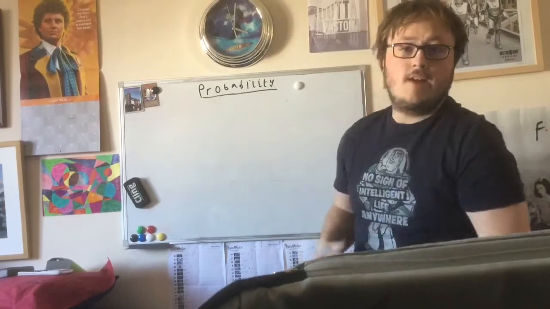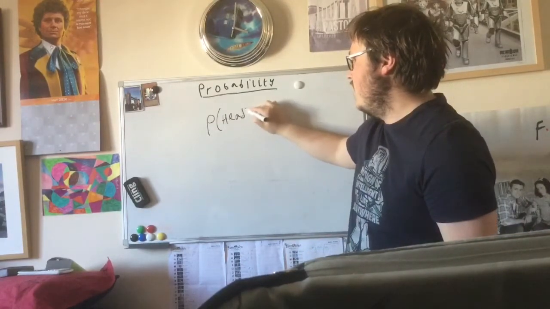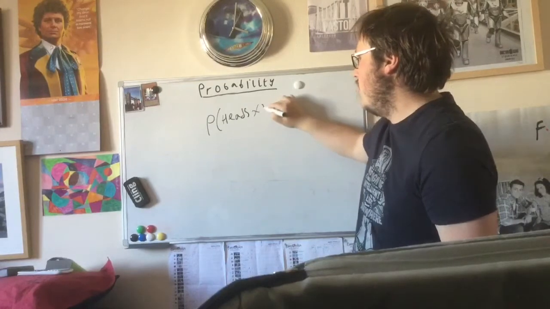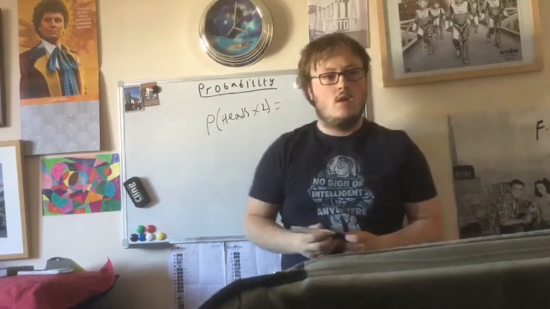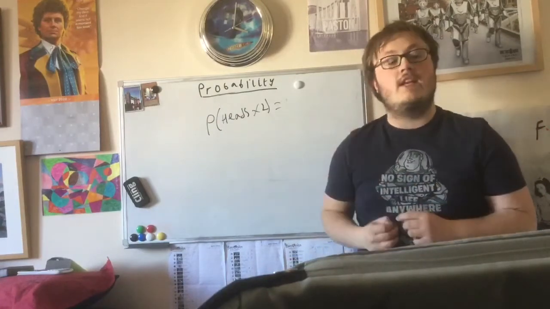So, firstly, let's find our probability. Probability that you get heads times 2. Now this is going to be different because the probability of you getting a heads in one coin is a half.